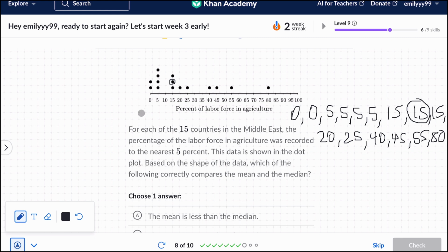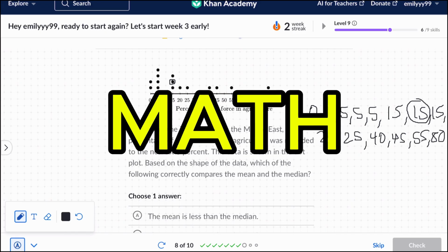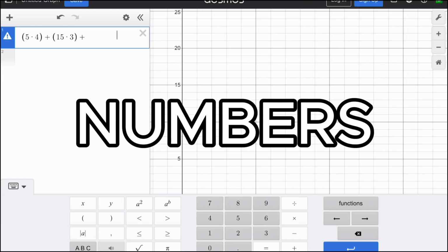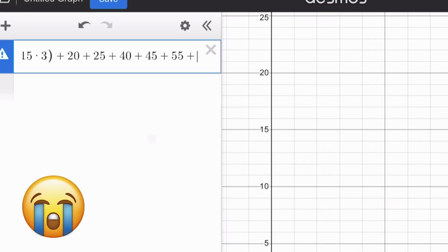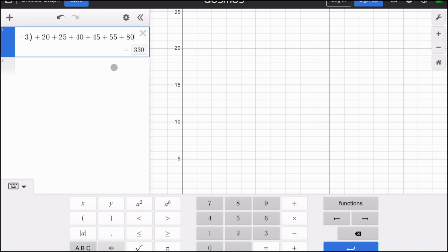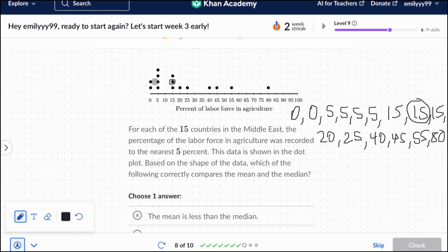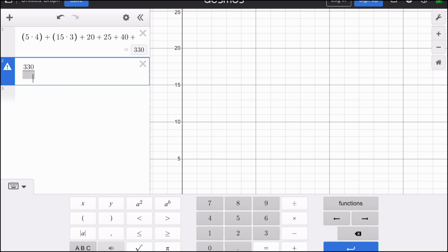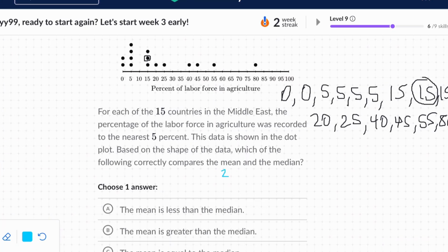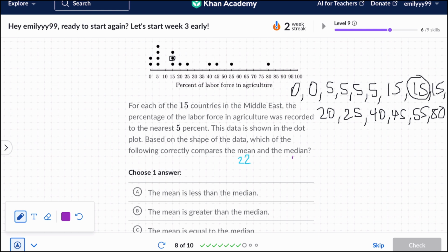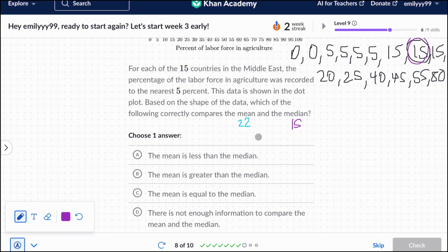And then the mean, we'd have to add everything up, divided by the number. So that's going to give us 330. I didn't add the 0 because there's no point, but make sure to count those zeros. So in total, we had 15 from what we counted earlier. So the mean is 22, and the median is 15. And so then the mean is greater than the median.